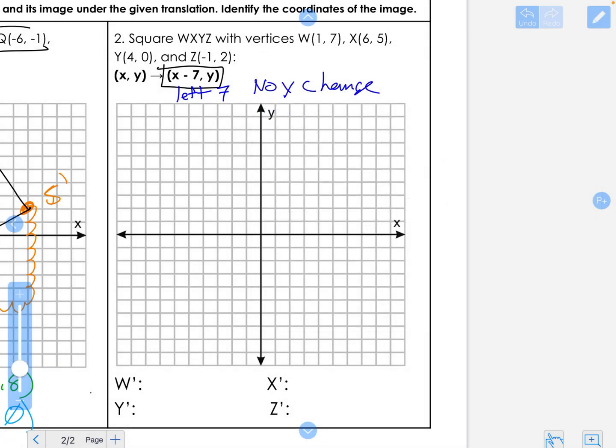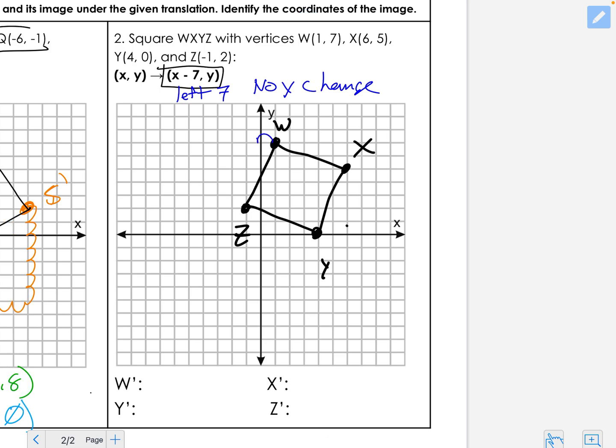So let me graph my pre-image. That's W. That's X. That's Y. And then that's Z. W, X, Y, Z. And so what I know is that we're going to go 7 left. So 1, 2, 3, 4, 5, 6, 7. So this is W prime.